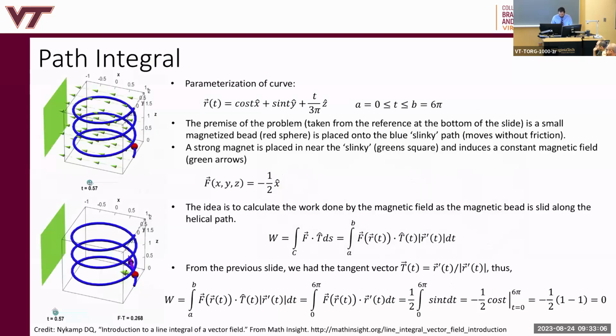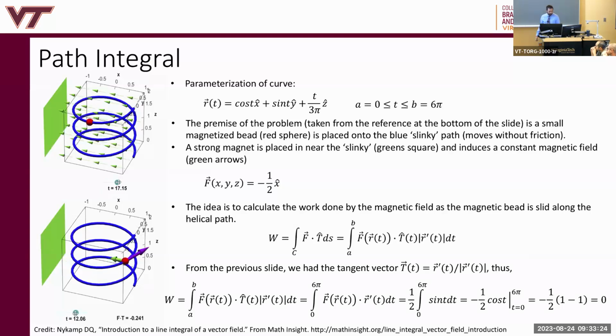So here, all right, this comes from a website down here. These are not my animations. But what we have here is a parameterization of a path, a helix. Up here, we have a helical path, which is parameterized by this function r of t, a position vector. It points from the origin to each of those points on the helical path.